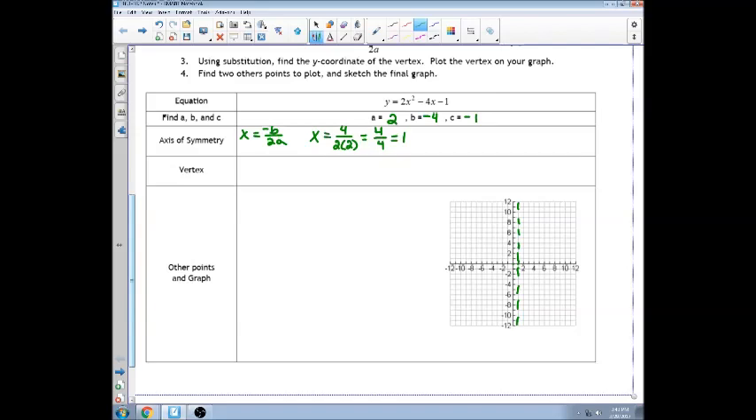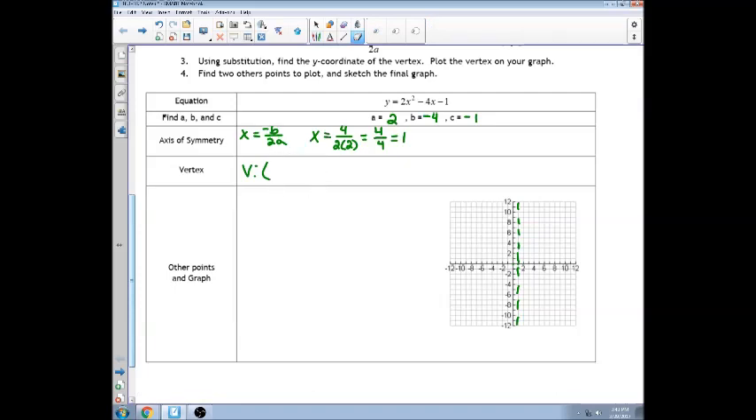Okay. So for the vertex, this is how I'm always going to denote the vertex. It'll be v colon, and then I use my x-coordinate. So the x-coordinate of our vertex is our axis of symmetry, so it's 1, comma, now I need to find my y value of my vertex.